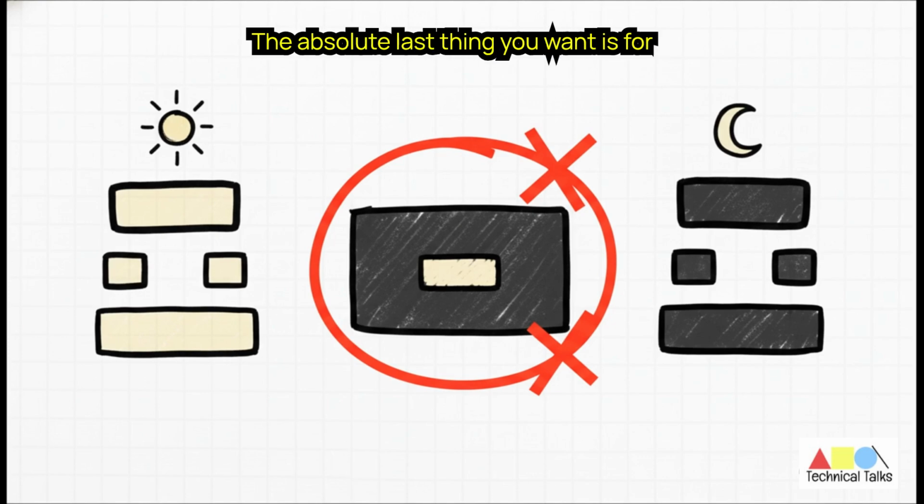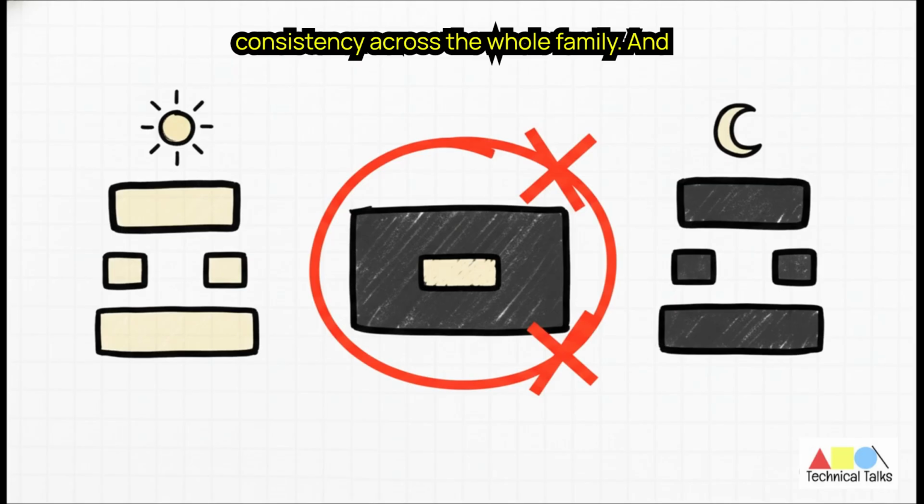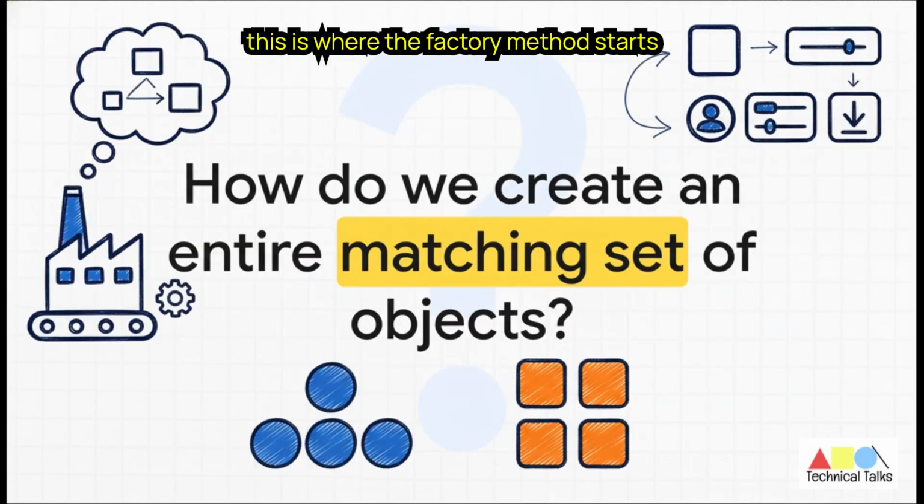The absolute last thing you want is for your app to look like it got dressed in the dark, with a light button showing up inside a dark dialog. You need consistency across the whole family. And this is where the factory method starts to struggle a bit. It's designed to produce one product. But here, we need to coordinate the creation of multiple related products. So how can we possibly guarantee that we get a full, compatible set of UI components every single time?